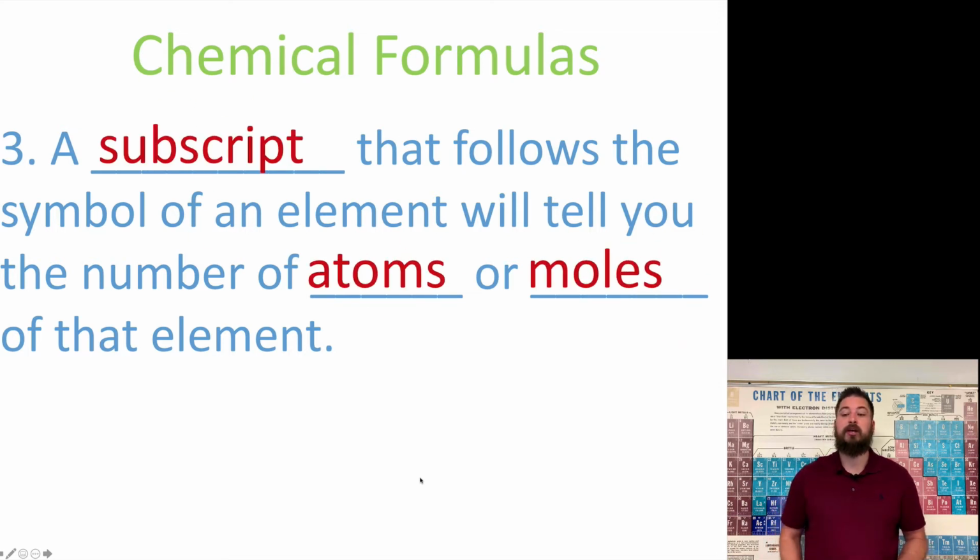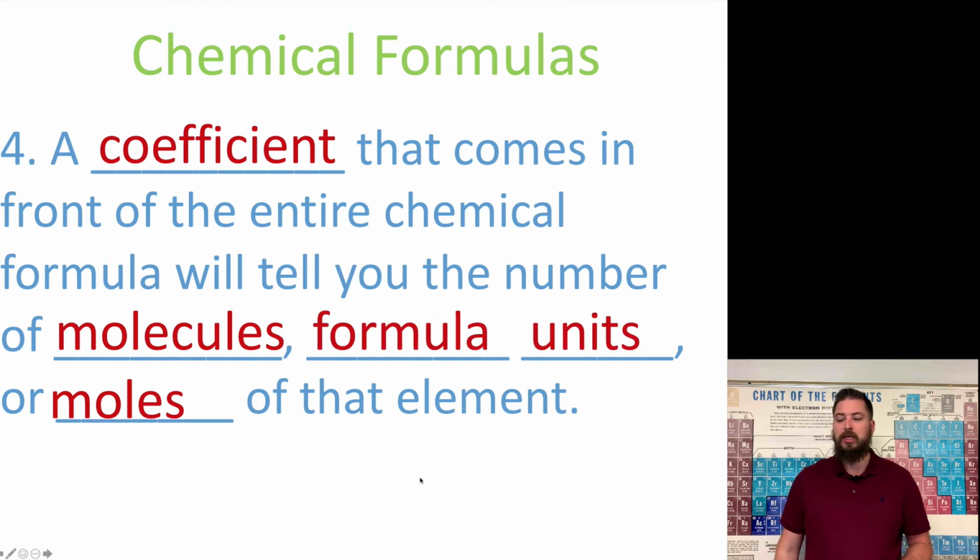A subscript that follows a symbol of an element will tell you the number of atoms or moles of that element. For example, in H2O, the subscript 2 tells us we have 2 hydrogens. It's kind of nothing new here. Here is something that's new though. A coefficient that comes in front of the entire chemical formula will tell you the number of molecules, formula units, and moles. If we had water, H2O, and we put a 3 in front of the H2O, that means we have 3 H2Os. Again, it's the number that goes in front of the molecule, and it tells us how many of those molecules we have.